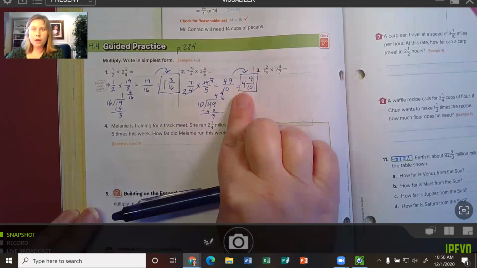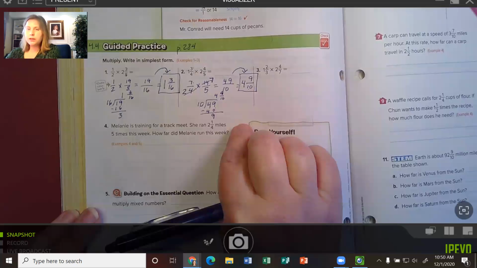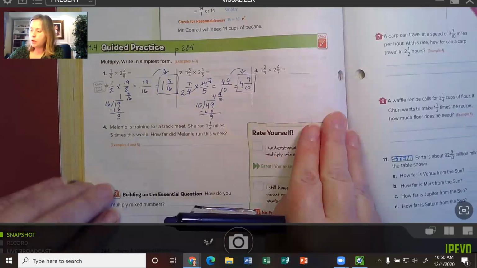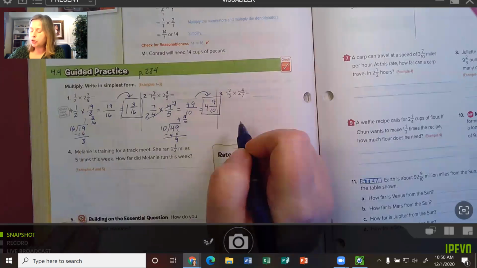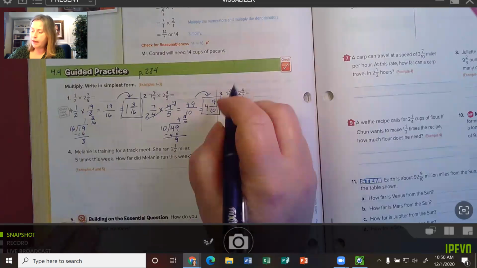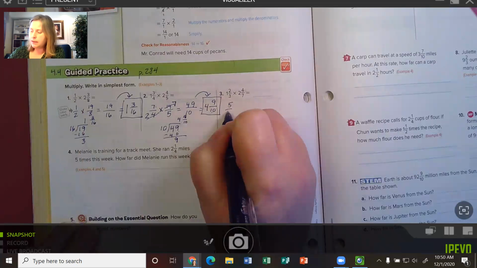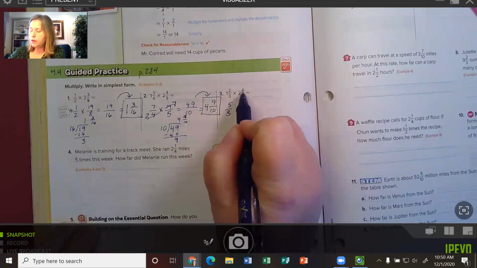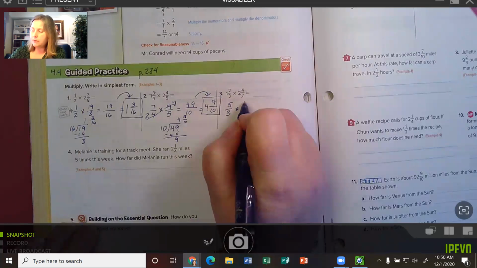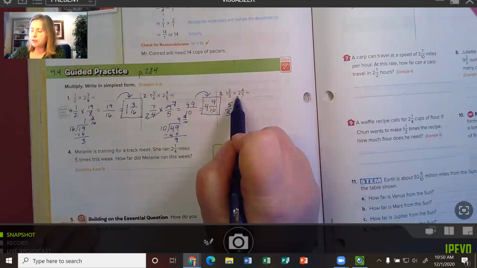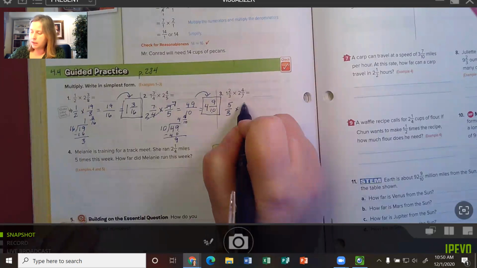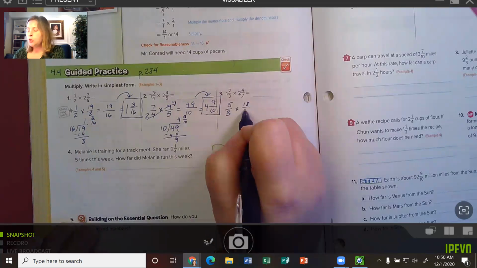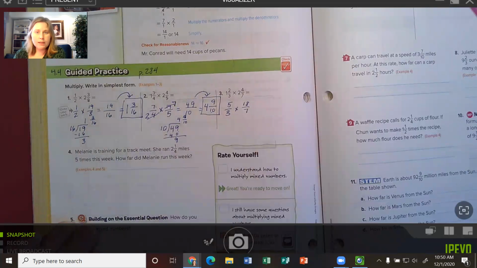Okay, number 3, 1 2/3 times 2 4/7. 3 times 1 is 3, plus our 2 in our numerator is 5. So we have 5/3 times 7 times 2 is 14, plus the 4 in the numerator is 18. Again, 7 times 2 is 14, plus this 4 is 18. So 18/7. So then I want to look to see if I can cross cancel.